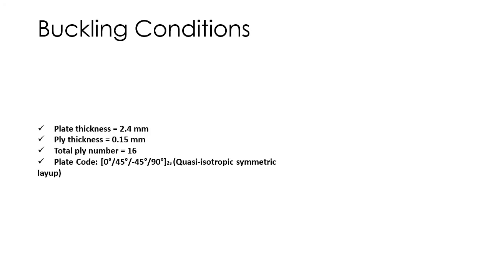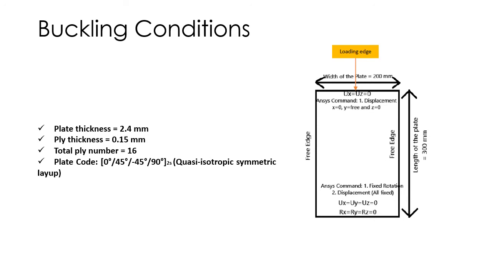So these are the buckling conditions, these are the boundary conditions. We have assumed the plate thickness as 2.4 mm, where each ply is 0.15 mm thin. The plate layup will be used as [0/45/-45/90]2s. I mean this is a symmetric condition and a quasi-isotropic plate, of course.